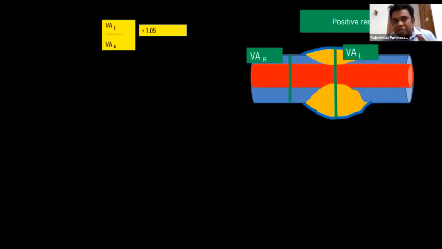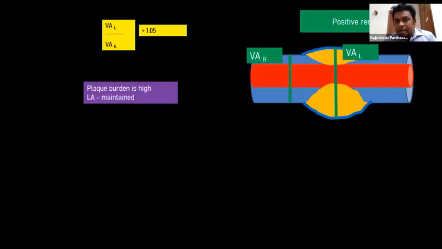And if you take the ratio between the vessel area at the lesion site and the vessel area at the reference site, it is more than 1.05, meaning the outer diameter at the site of the lesion is significantly more than at the reference site. The other key important things are the plaque burden is high, but the lumen tends to be maintained. There is not a significant constriction of the lumen. So this is a phase where there is proliferation, there is inflammation, and this is a plaque that is likely to rupture and cause stroke.